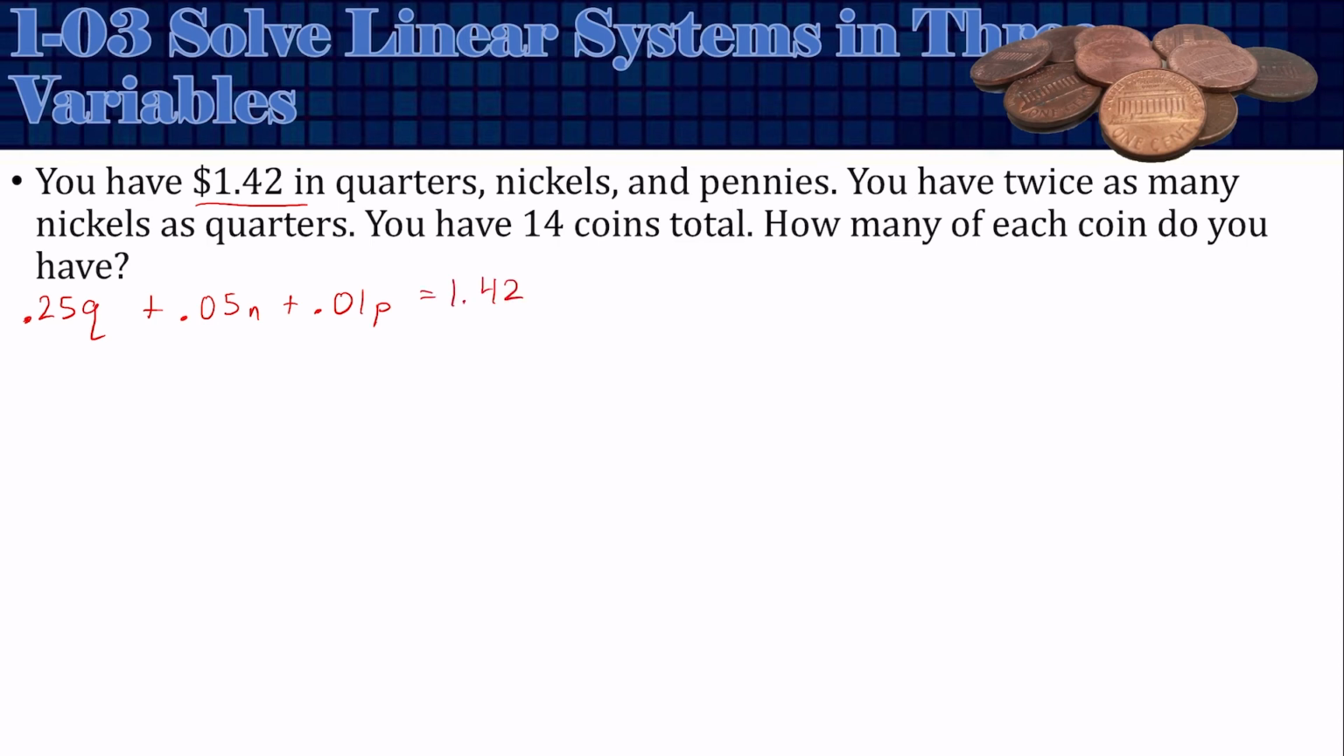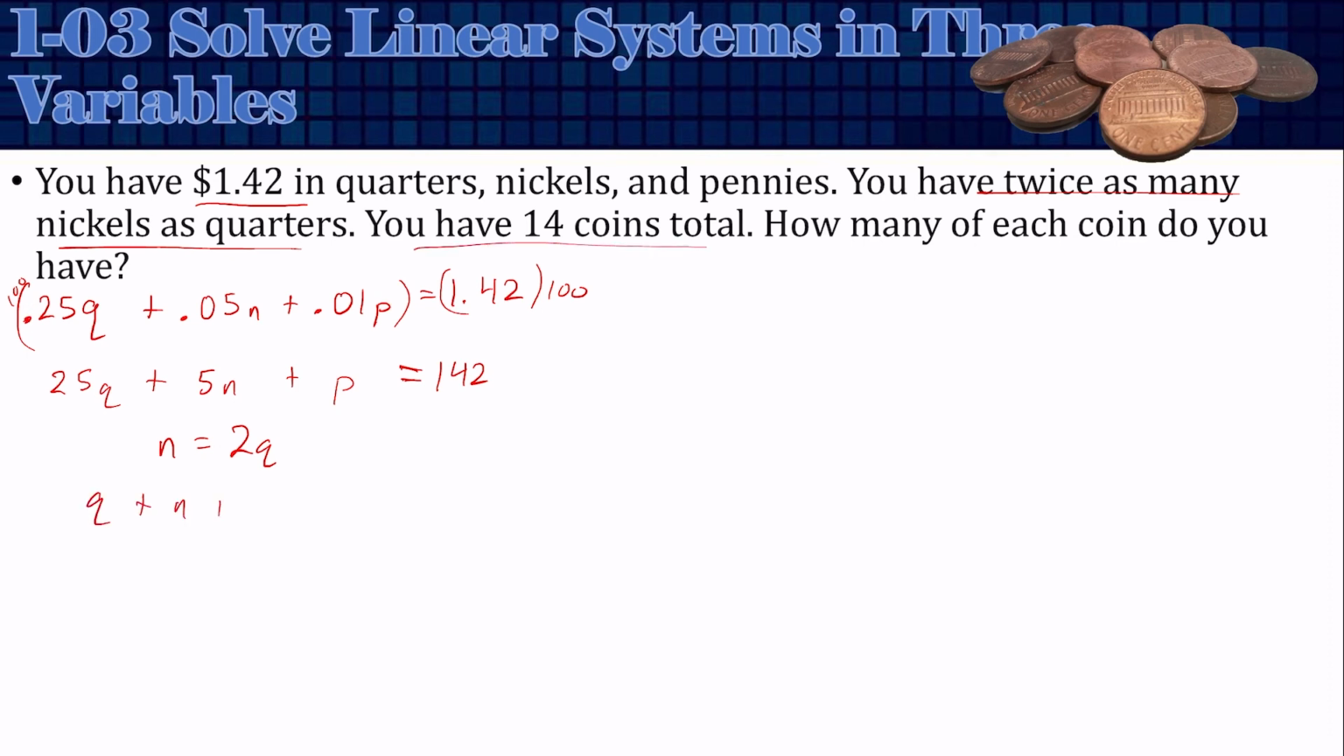Now most people don't like the decimals, so maybe we'll just multiply everything by 100. So then we'll have 25Q plus 5N plus P equals 142. We have twice as many nickels as quarters. So nickels are 2Q. And our last equation is 14 coins in total. So Q plus N plus P is 14.